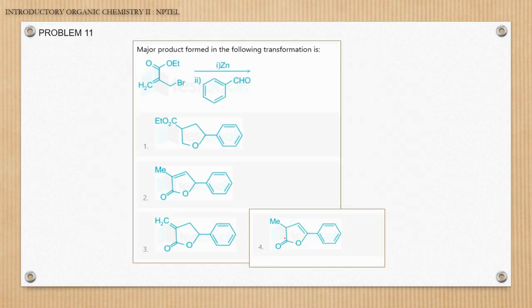So in problem number 11, they are asking for the product from the following reaction. So you have this bromide and in the first step they are adding zinc. Can anyone tell me what zinc will do? It is also a name reaction, huh? So can anyone tell me what zinc will do? Zinc being a metal, what will it do?